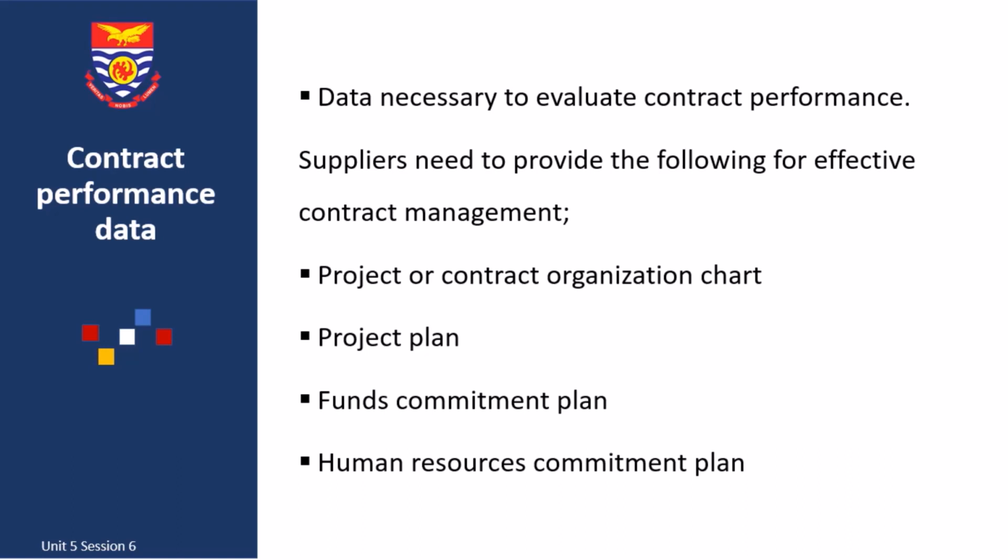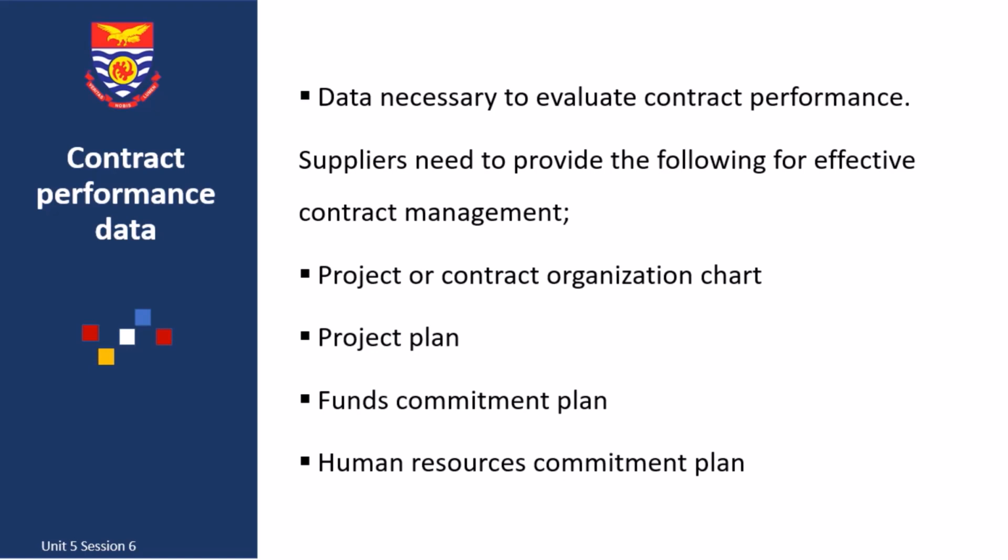And contract performance data has to be supplied, provided by suppliers to aid effective contract management. And the data provided by suppliers should include a project or contract organization chart, and this would help to provide information as to who can be contacted in the supplier's organization and who is accountable for what in terms of executing the contract. And then they have a project plan.